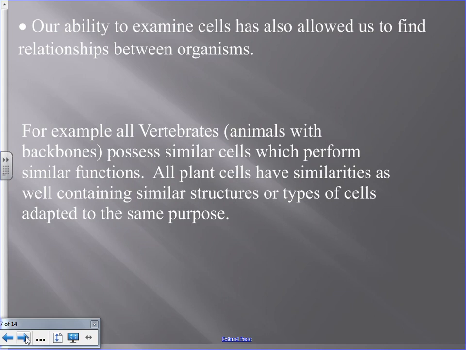Evolution doesn't go, this suddenly turned into that. It doesn't work that way. It's a slow process of gradual change and elimination and things like that. So all plant cells have similarities, all vertebrate animal cells have similarities, and again, vertebrate animal cells and plant cells also have similarities, especially in cells that do similar jobs, like act as supportive tissue.